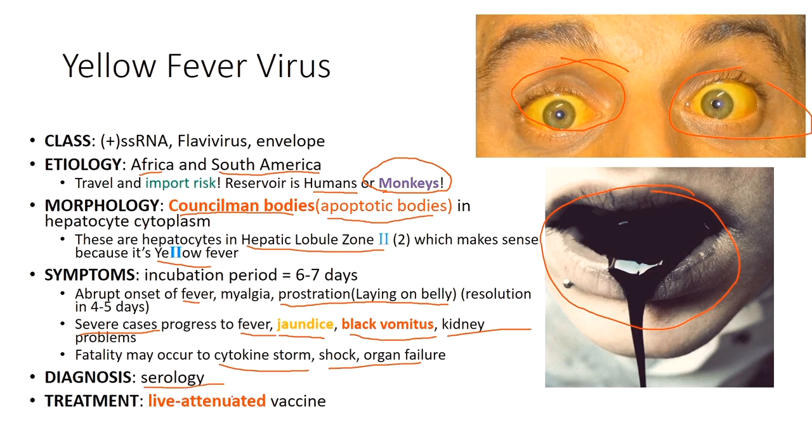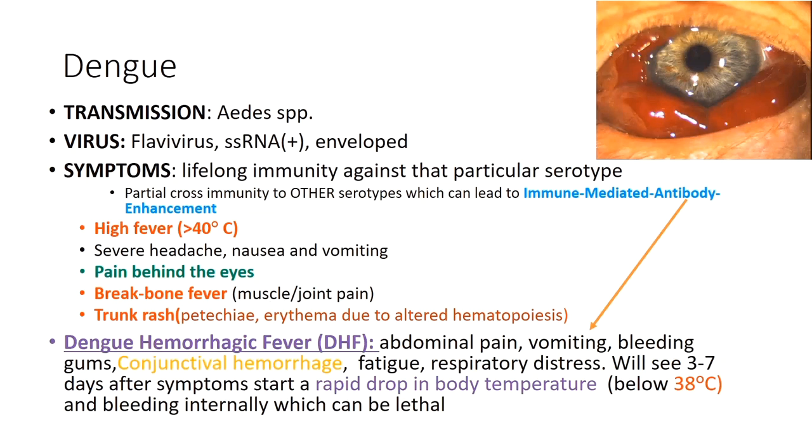So diagnosis, as with most viral infections, we need to do serology. You can also do PCR for this as well. Treatment, there is a live attenuated vaccine for this, and that's actually not widely used, but you still have access to that in the United States.